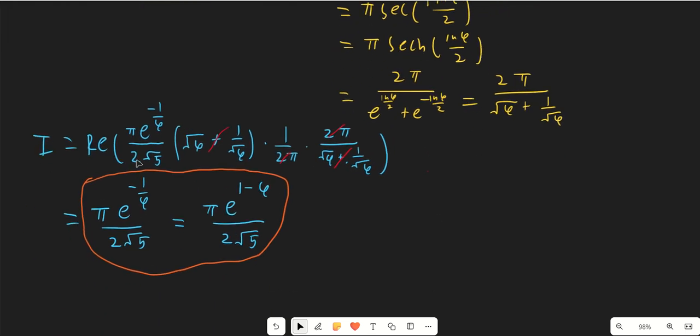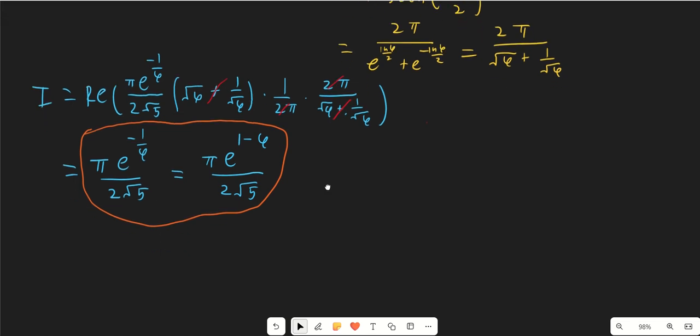We get I equals the real part. Again, this real part doesn't really matter since this is all real anyway, of pi times e to the negative 1 over phi over 2 root 5 times root phi plus 1 over root phi times 1 over 2 pi times 2 pi over root phi plus 1 over root phi. So all of these last parts cancel, and we get our final answer, which is pi e to the negative 1 over phi over 2 root 5, which is the same as pi times e to the 1 minus phi over 2 root 5. What an absolutely awesome integral with an infinite number of residues that we had to factor in. That just happened to be a very, very nice summation.